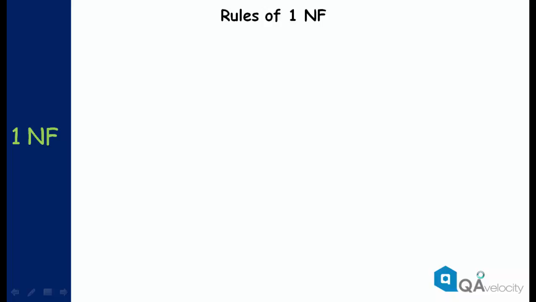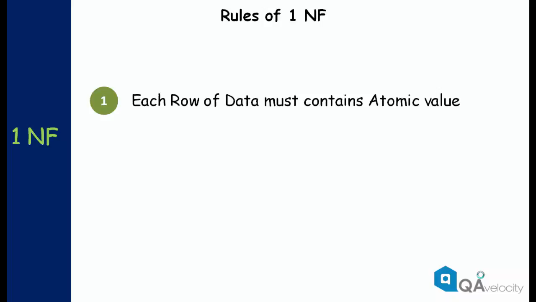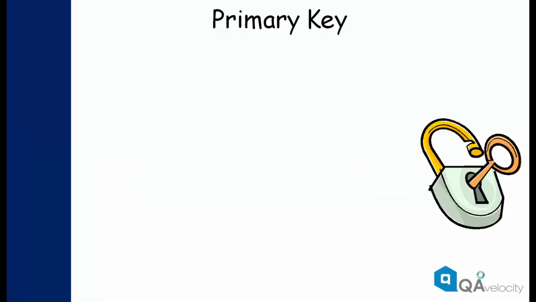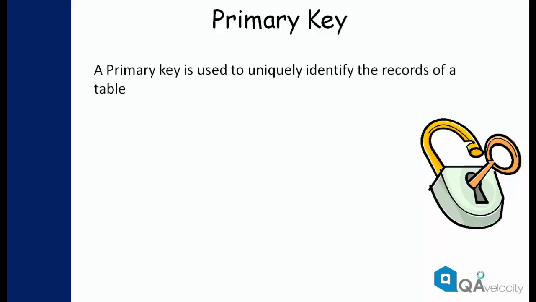Let's talk about first normal form. A table is in first normal form if it follows these two rules. Rule 1 says each row of data must contain atomic values, which we already have discussed. And rule 2 says each row of data must have a unique identifier. In a later phase of the chapter, we'll start calling it primary key. But before we move further, let's make our concept clear about what exactly this primary key is. A primary key is used to uniquely identify the records in a table.